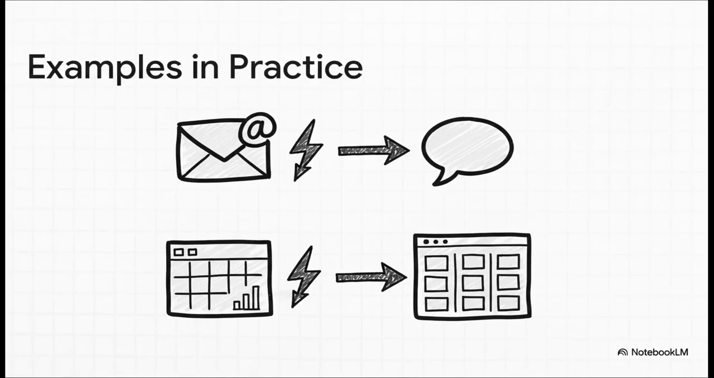Let's make this real. A trigger, the spark, could be a new email landing in your Gmail. The action, the work, could be to automatically send a Slack message to your team about it. Or maybe the trigger is a new row getting added to a Google Sheet, and the action creates a new task card in Trello. You see the pattern here? A spark, followed by the work.